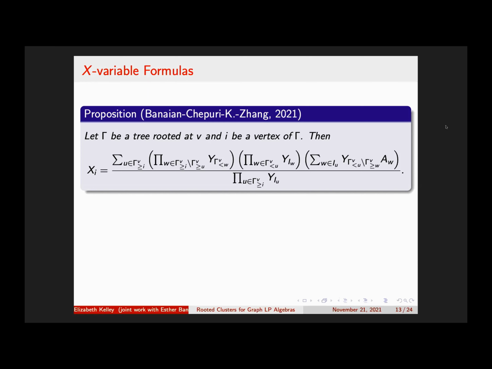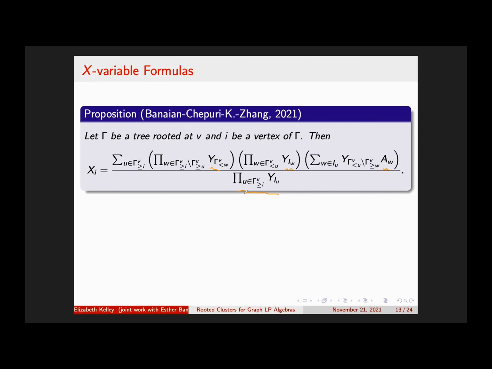And this is quite messy looking, but the thing I want you to notice is that all of the variables that you're seeing show up here are either variables that we just saw, we can write as products of things in our cluster, they're variables in our cluster, or they're some variables that are just part of our ground ring. And that the denominator is just a product of variables in our cluster.